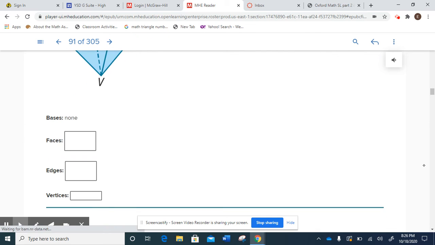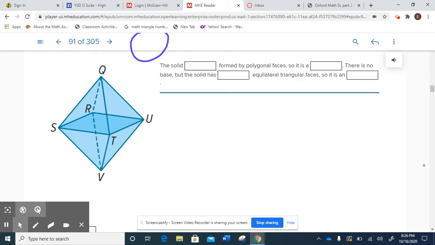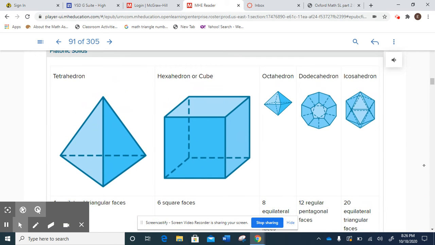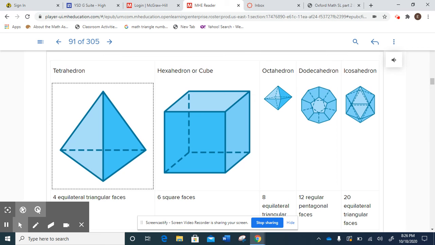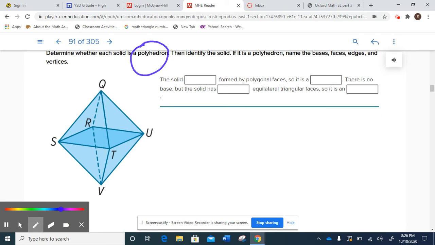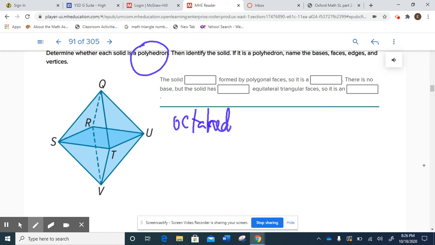And honestly, I have no idea what that is called. Oh, octahedron. It's this one up here. So octahedron. So if you don't know it, I would just Google an image of one. You should find like a chart with all the solids on there. Name the bases, faces, edges, and vertices.